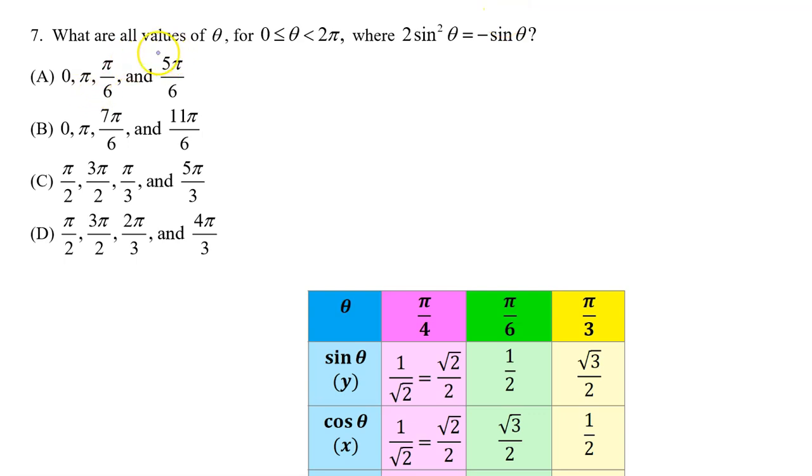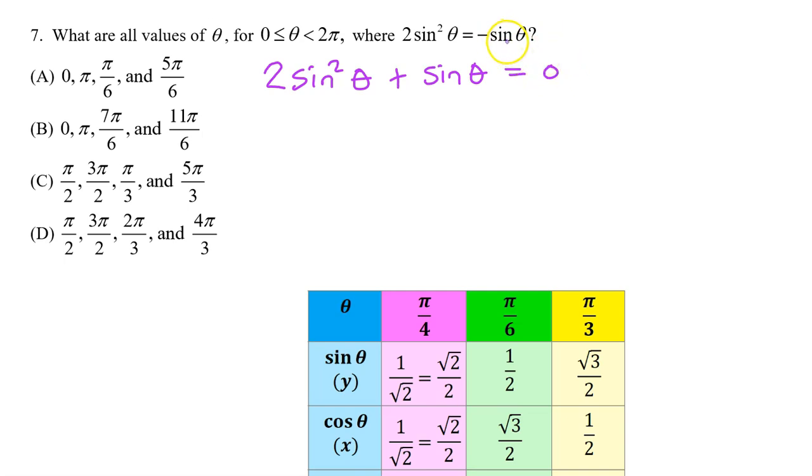Number 7. What are all values of theta on the interval between 0 and 2 pi, where 2 sine squared theta is equal to negative sine theta? Let's get 0 on one side by adding sine theta to both sides. So we have 2 sine squared theta plus sine theta is equal to 0.